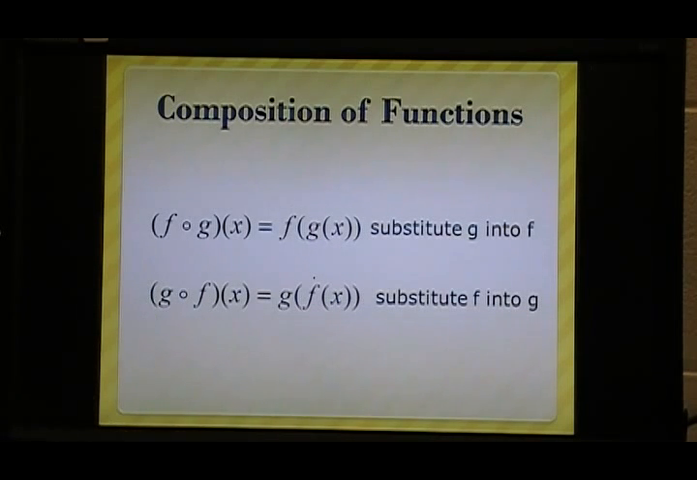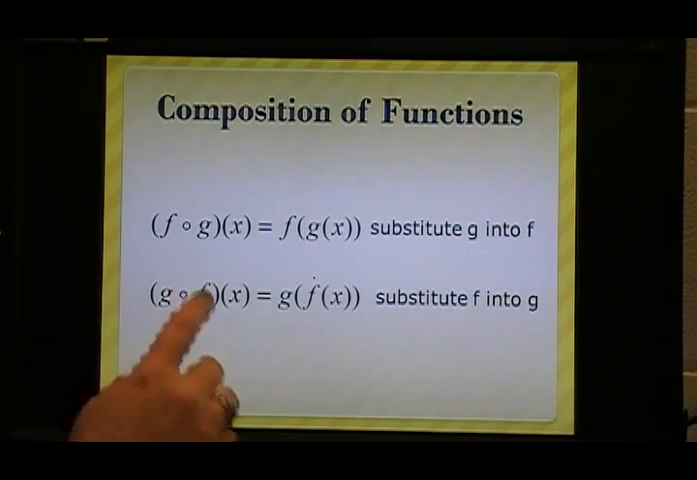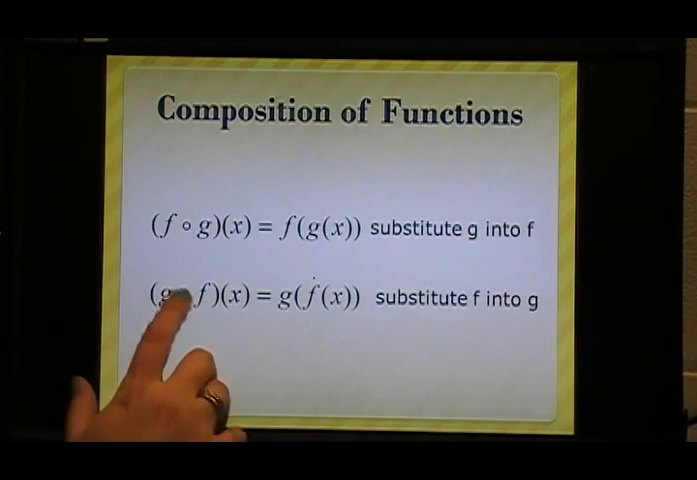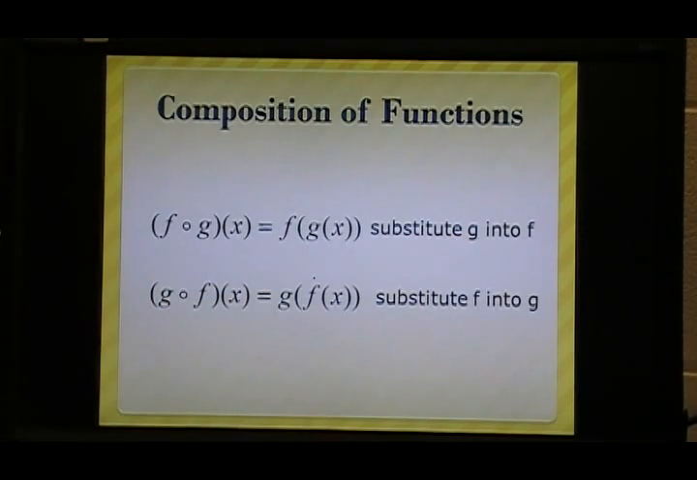The biggest mistake I see people making is not differentiating between the composition symbol and the multiplication symbol. So if it's an open circle, it's composition. If it's just a dot, it's multiplication. So you have to make sure that you are not confusing the two.